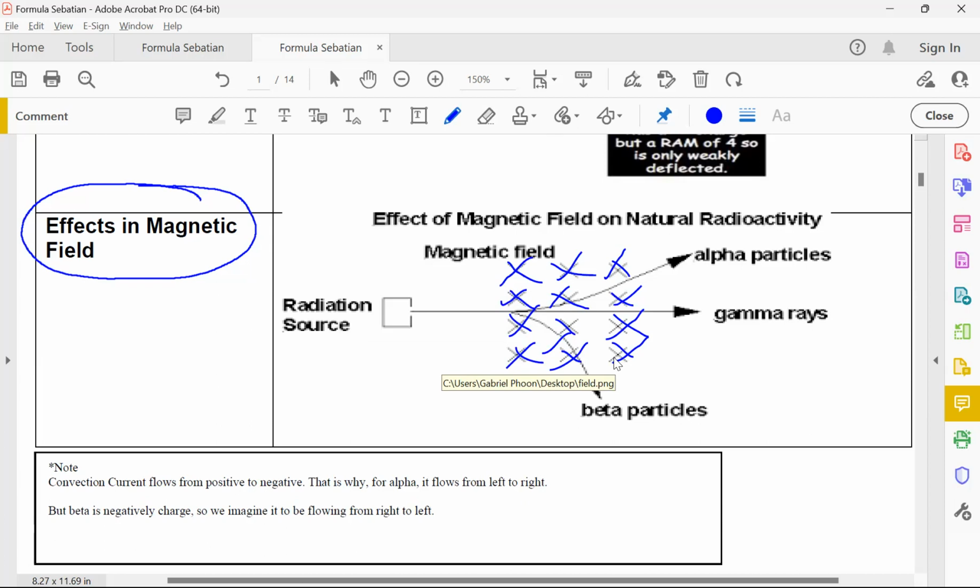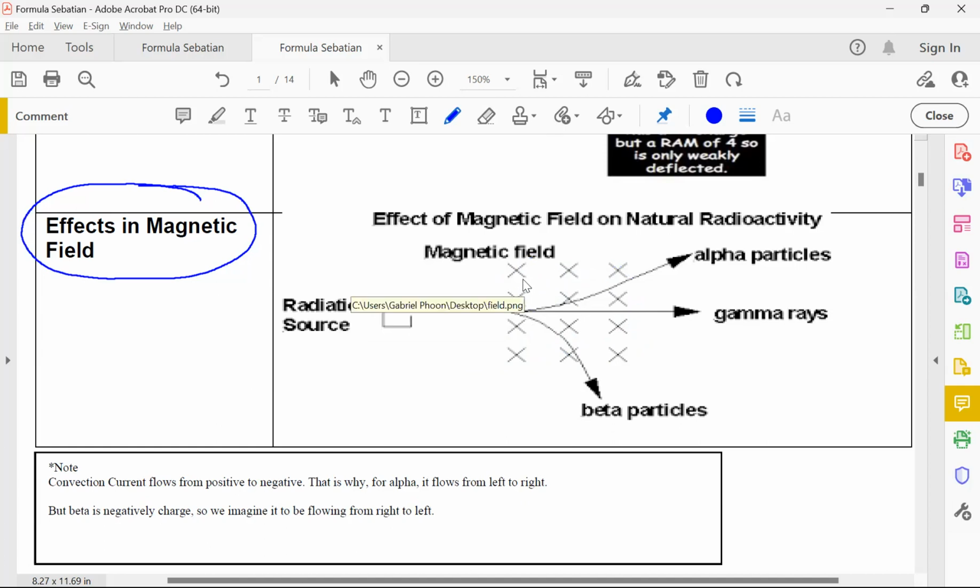Then the magnetic field can go into the paper, go into the screen, right? You understand what I'm talking about? Do you know what does magnetic field going into the paper mean? The magnetic field is like this, going into the screen. Right. In order for the magnetic field to go into like this, where should I place my north pole?